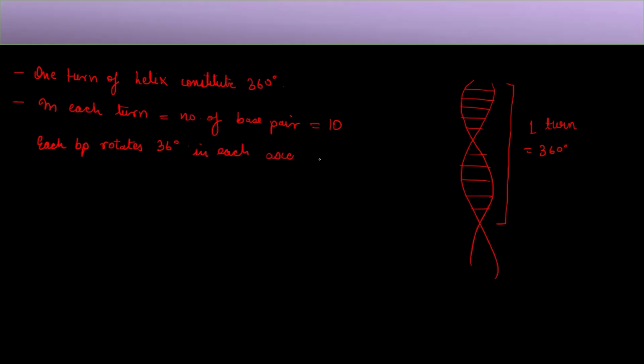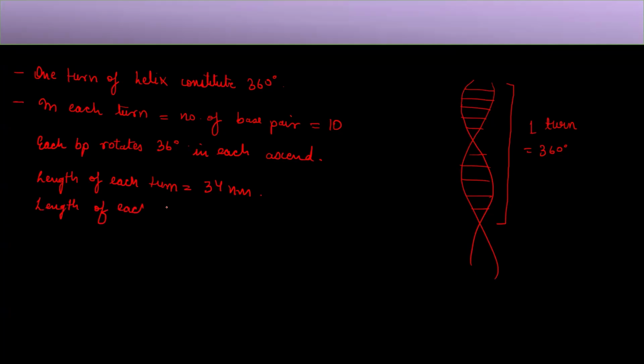So, in this, each base pair is rotated by 36 degrees. Okay. Now, the length of each turn. The length of each turn is 34 nanometer. Okay. The length of each turn is 34 nanometer.